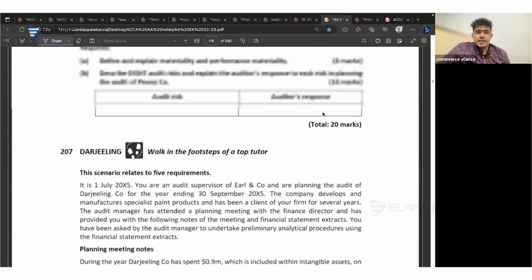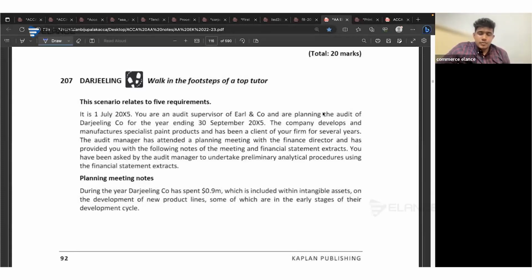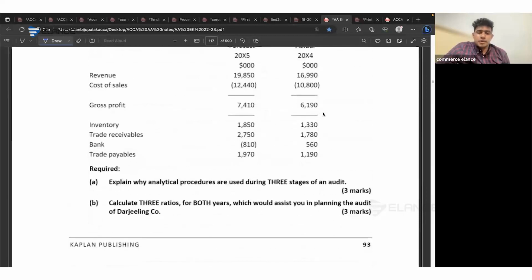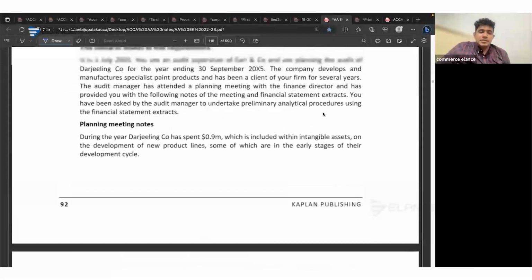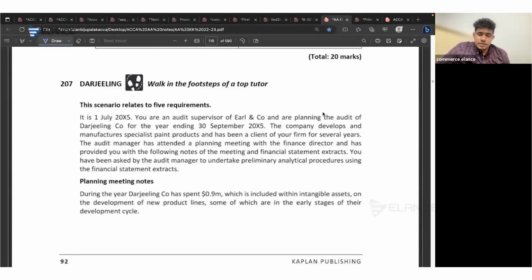We'll go through the question again. First of all, we will read the whole question, and after that, we will calculate the ratios as required by the examiner. And then we will analyze the risk in relation to the ratios computed as well. So everyone, please start with this question. It's question number 207, Dazzling, in the latest kit. This question is also available in the old revision kit as well. So please take the kit which you have, and start with it. First read the whole scenario, and after that, compute the ratios, and then we will analyze the risk based on these ratios.